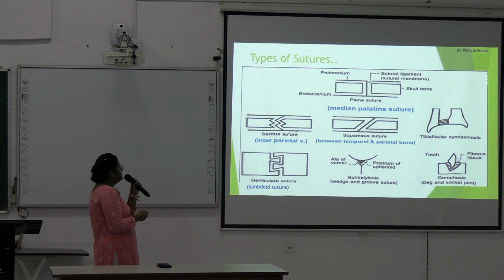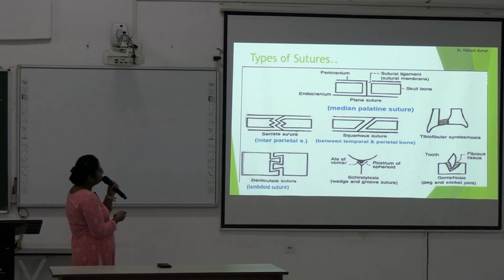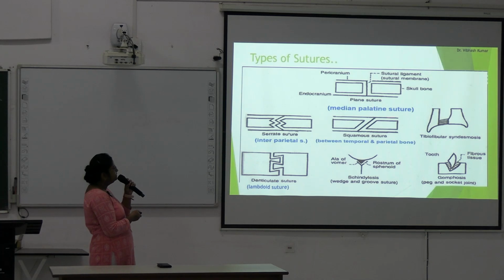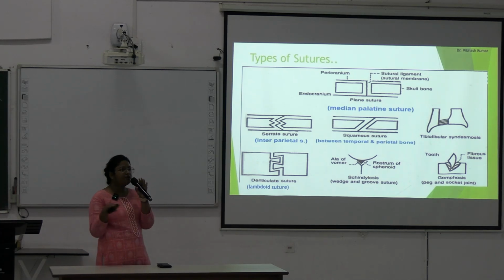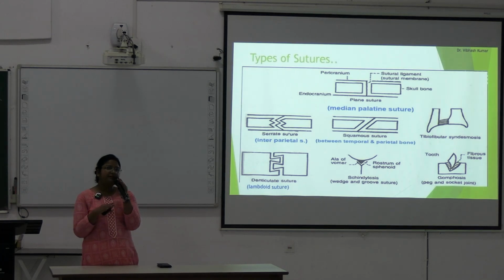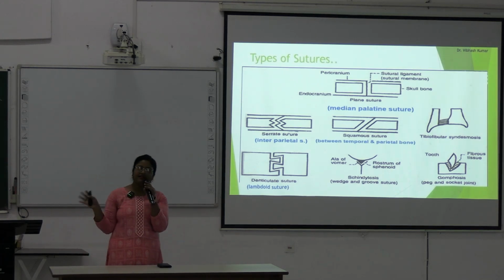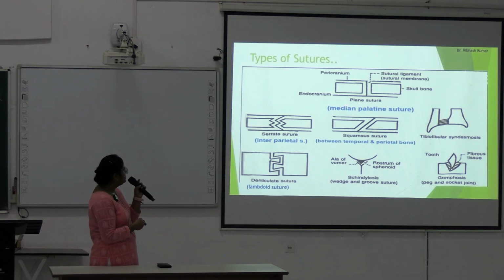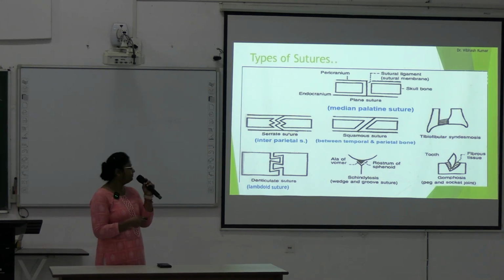Now here, an example of this plain suture is median palatine suture. Two palatine bones have two horizontal plates. Two horizontal plates articulate with each other, forming this median palatine suture, forming our hard palate.